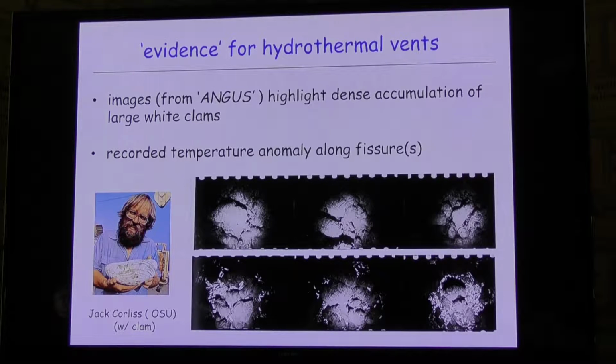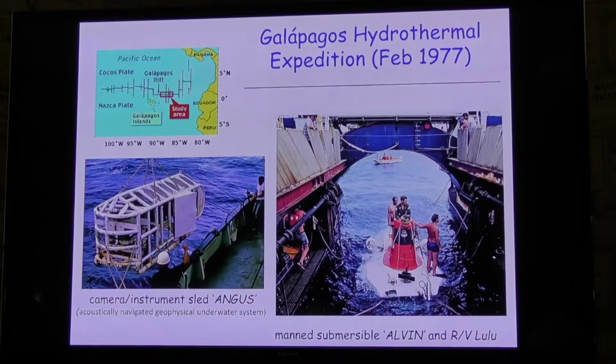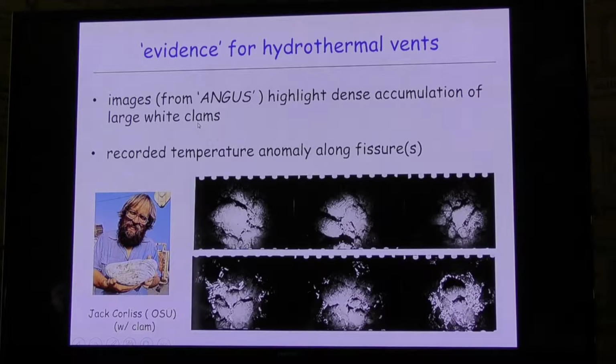And again, this was 1977. The Navy had developed a variety of things, but the academic research community was fairly limited with this. So Angus looks pretty primitive, right? It's just this skeleton with a bunch of stuff hanging on it, and then it's tethered to the ship. Okay, so there were these recorded temperature anomalies along fissures, so it seemed like there was hotter water coming out of cracks on the seafloor.